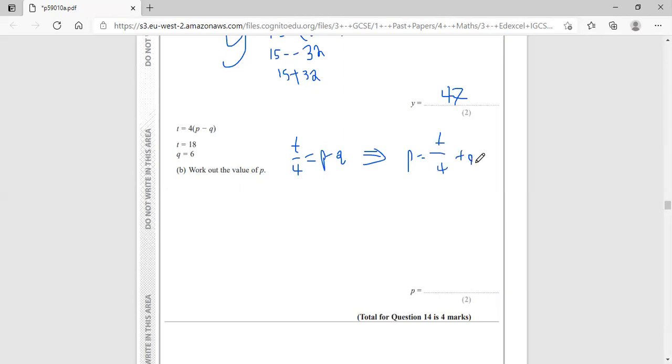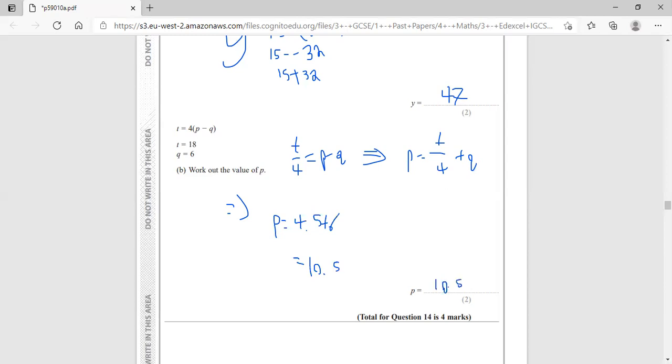Right, so now let's move on. So we've got work out the value of P. So we're going to have P equals, so T is 18, so we've got 18 over 4. If you just do that in your head, 18 divided by 2 would be 9. Divide that again, you get 4.5. And we've got plus 6. So you've got P is equal to 10.5. And that is the answer to this question. So that was a bit trickier than the other one because we had to rearrange the starting equation.